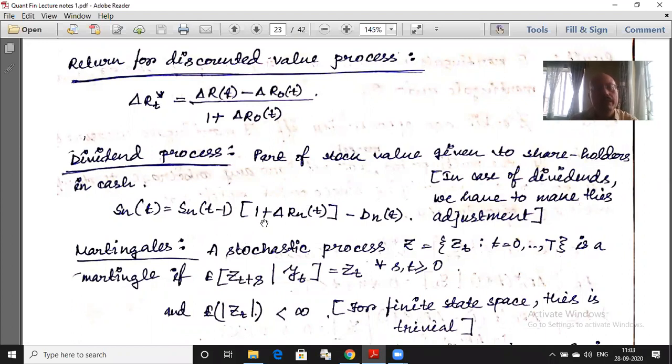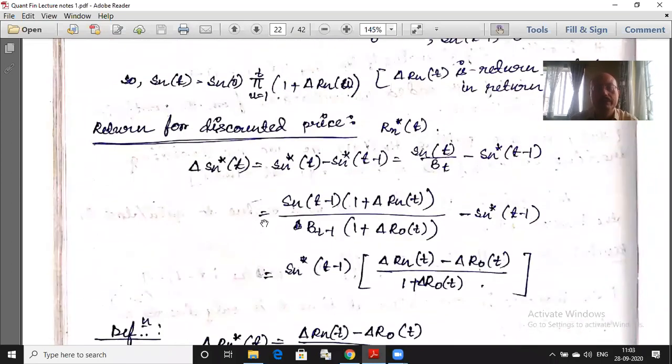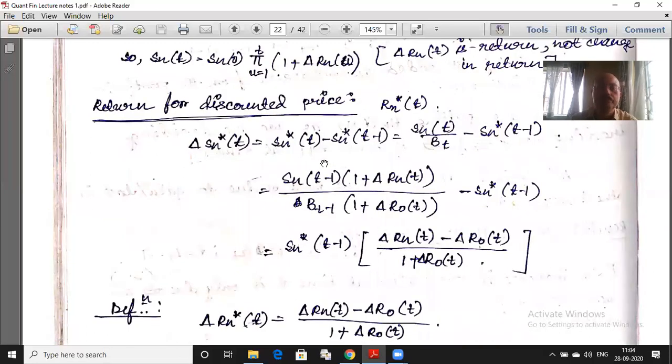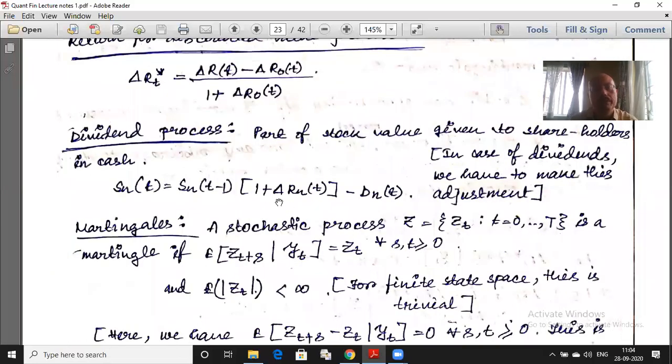So this was what we had earlier. Earlier, when there was nothing like a dividend, this was our stock price process. From one period to the next, all I needed to do was multiply it with 1 plus delta Rn. But now it will be less than that. It is this quantity, as it should be, minus Dn. So my new stock price is less than what I expected. So obviously, my return rates, the discounted return rates, will also be reduced.